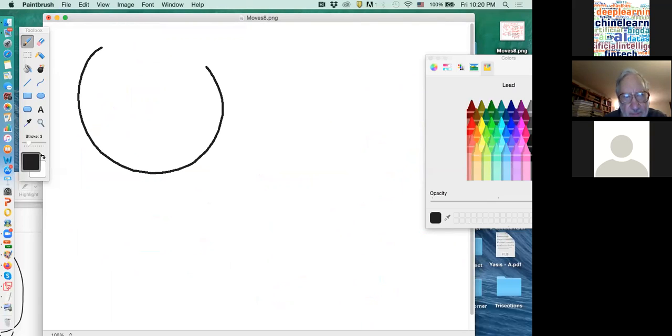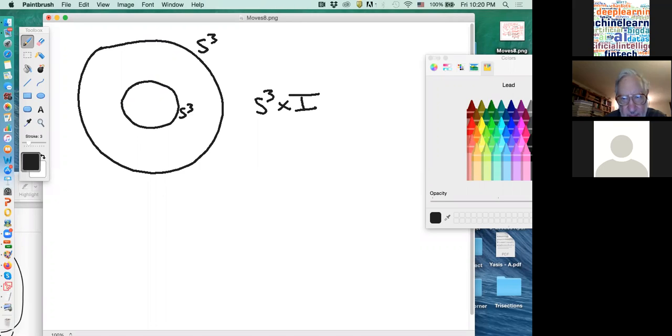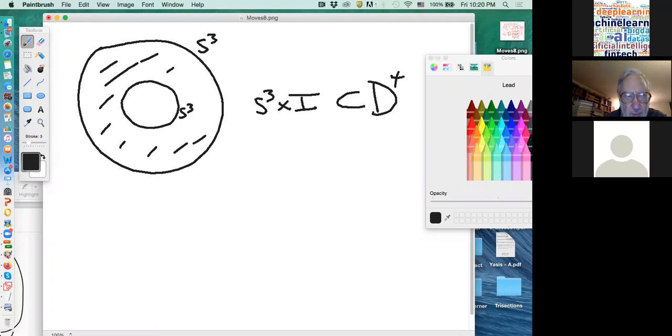So you can think of a 3-sphere here and another 3-sphere here, and in between you have S3 cross the unit interval, and that of course is sitting in the D4. Right, it's just this stuff. And suppose that you have a knot in here, and you have another knot down in here, and maybe you have some surface which goes from one to the other.